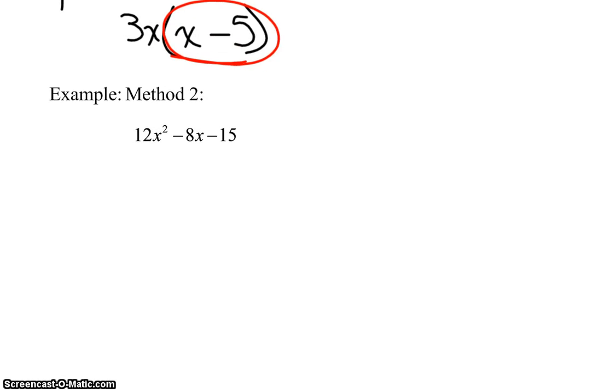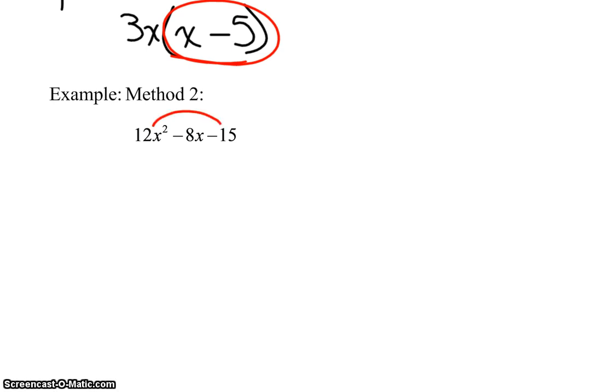Now, it's really a lot easier when you come up to a problem like this with 12x squared minus 15, because if I were going to use the guess and check method on this one, I have way too many ways to multiply to get 12x squared. I could do 12x and 1x, 6x and 2x, 3x and 4x. And then to get the 15, 1 and 15, 3 and 5, and then the positives and negatives really mess it up. So this second technique is really a lot easier here.